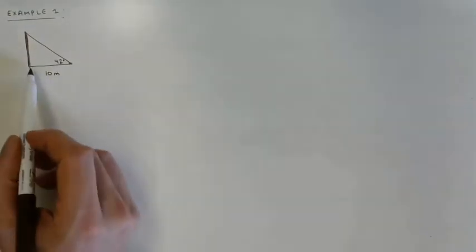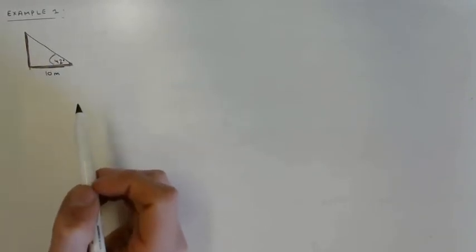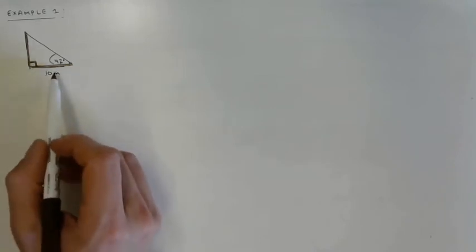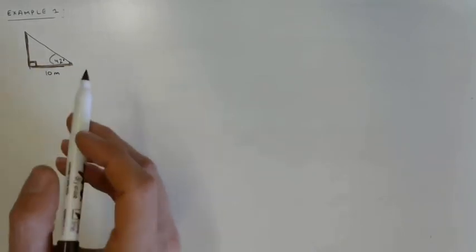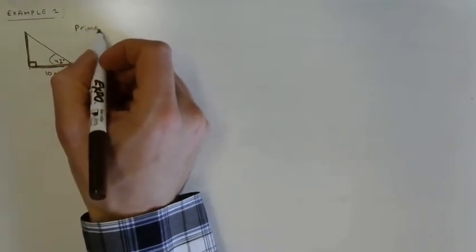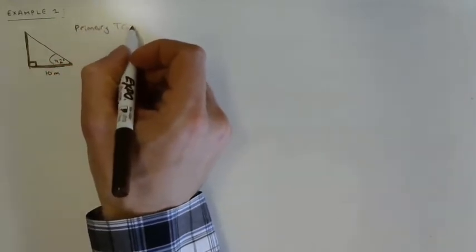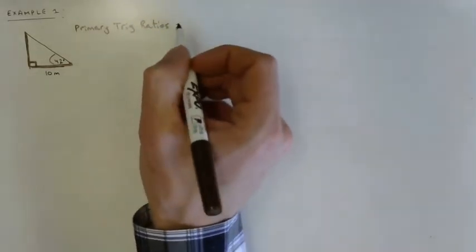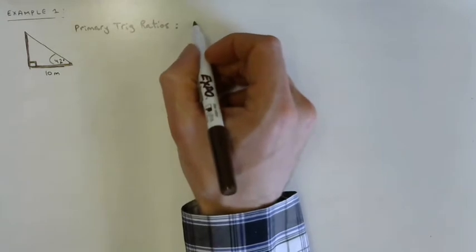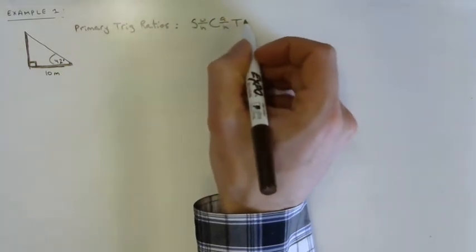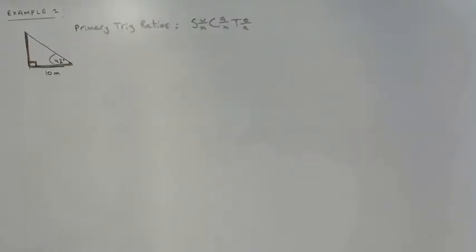We are given a side length and an angle. Anytime I'm in a right angle triangle, and I have two pieces of information, and I'm trying to find the third piece of information, which tool am I using? Primary trigonometry ratio. And what's the little saying to help me remember what those relationships are? SOHCAHTOA. All right, write down the tool that you're using. And let's go for it.